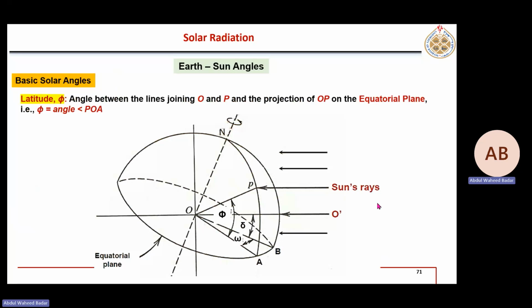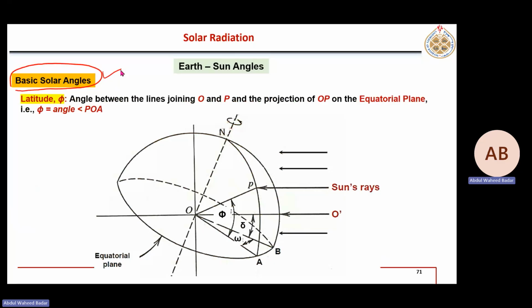Now, with all this background, which we have studied so far in this chapter, on the basis of this, we will define some solar angles which are required to calculate the amount of solar radiation reaching the surface of the Earth. All right, so let's go through those angles. The solar angles, which define the Sun-Earth geometric relationship, may be divided into two major categories. One is basic solar angles. The other are derived solar angles, which are derived from these basic solar angles.